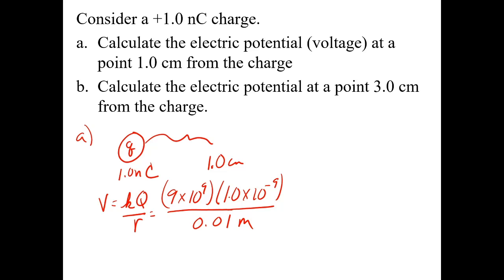Now, let's try to be clever here. Let's try and save ourselves some time. 10 to the positive 9th and 10 to the minus 9th are definitely going to cancel. So the good thing about that is the whole top of the equation, the whole numerator, is just 9. So we've just got to do 9 divided by 0.01. And that's pretty high, 900 volts.